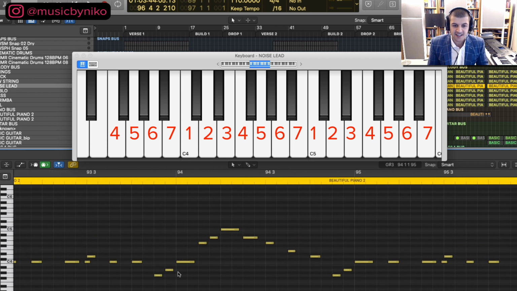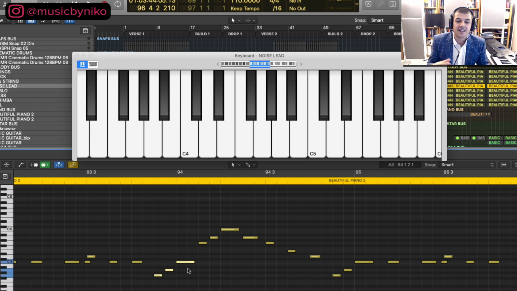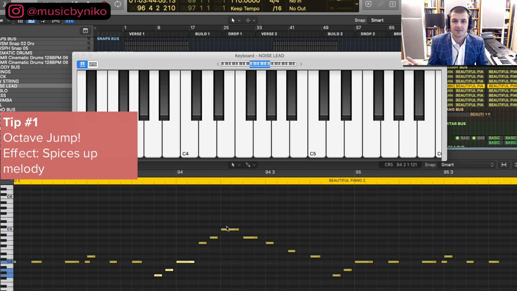So I've basically taken this melodic sequence, G, A, C, and I just repeat it again right after this one up an octave. It's a very easy trick that you can do to spice it up and just really catch your listener off guard.